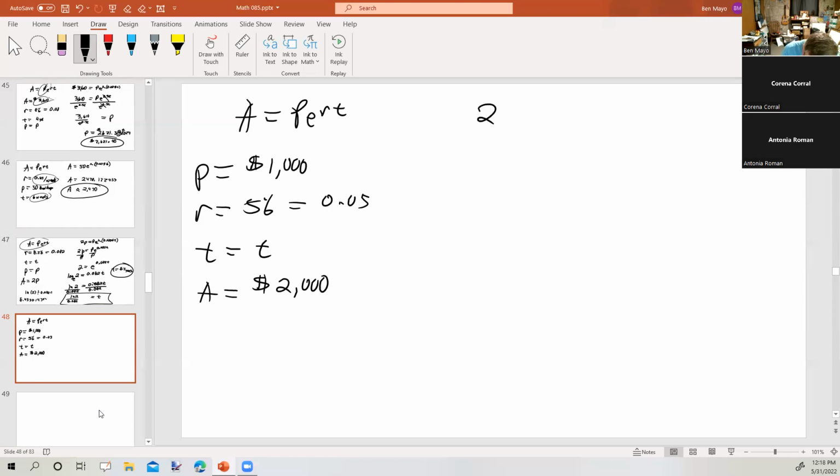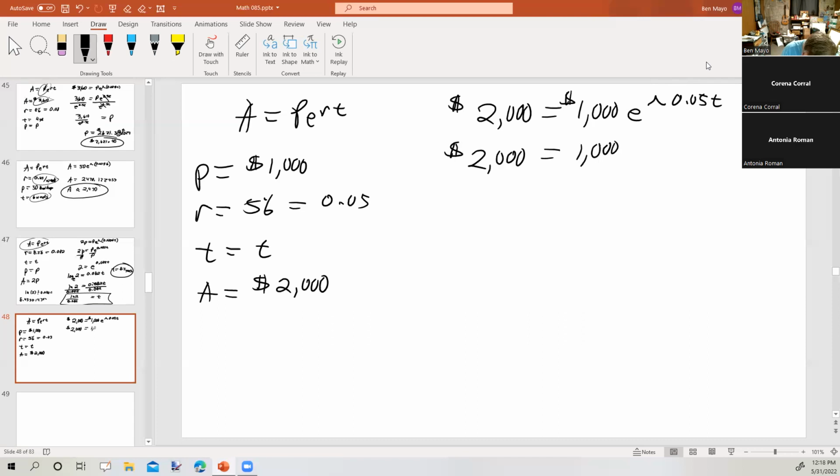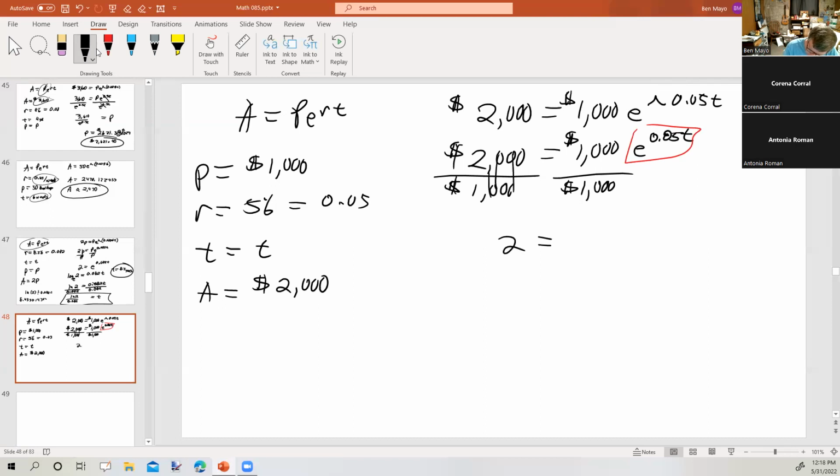Okay, so $2,000 equals $1,000 times e to the 0.05 times t. Okay, I need to isolate the exponential part of the equation. So I'm going to start out by dividing both sides by $1,000. On the left, I get 2. On the right, I get e to the 0.05 t.